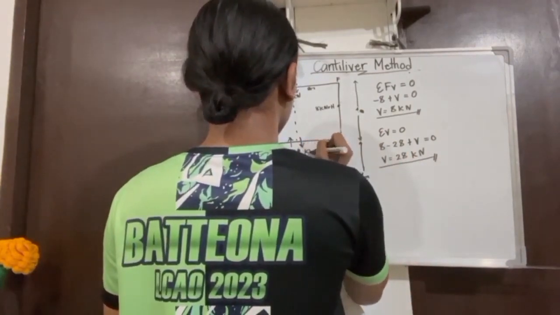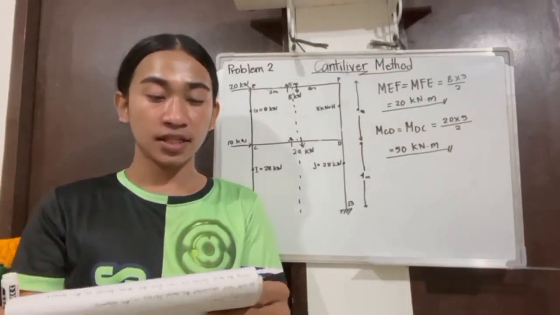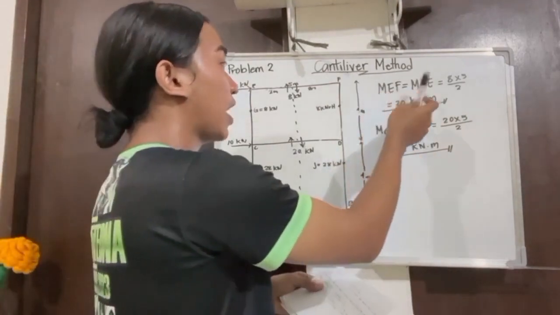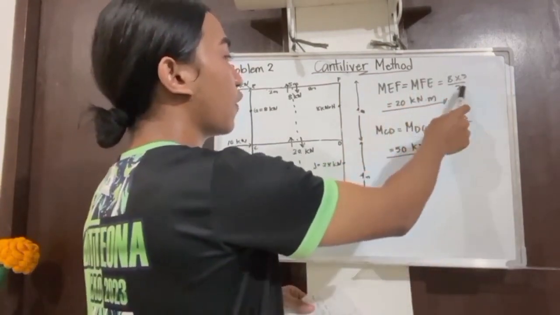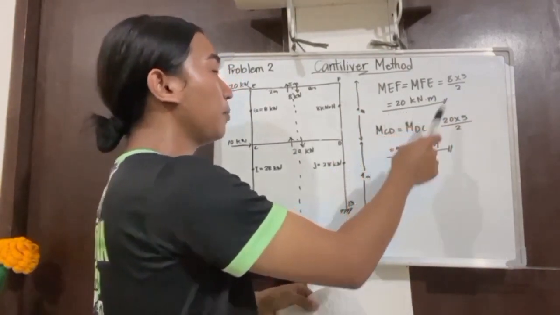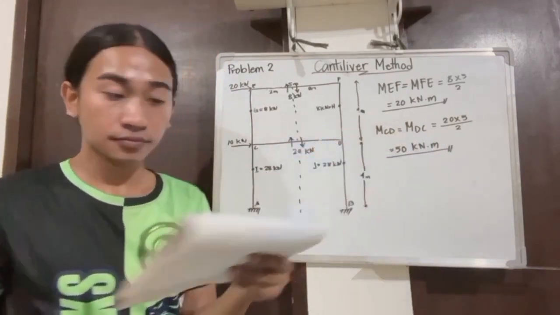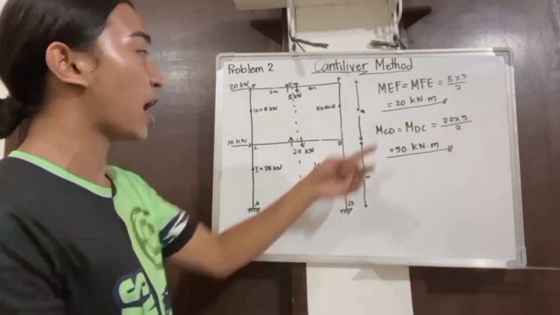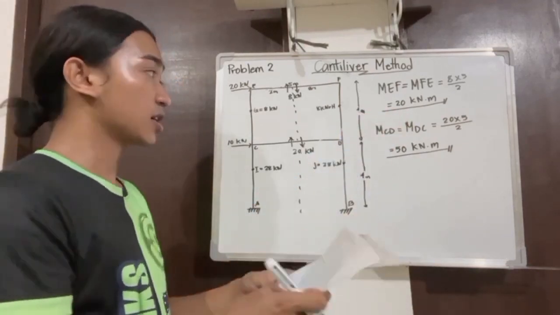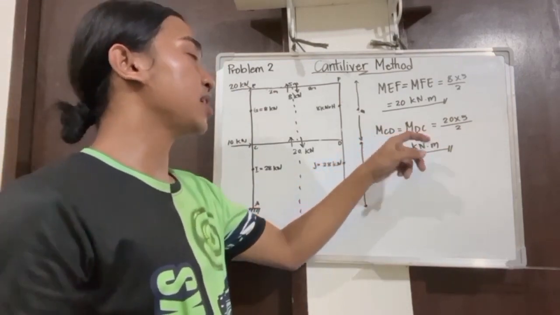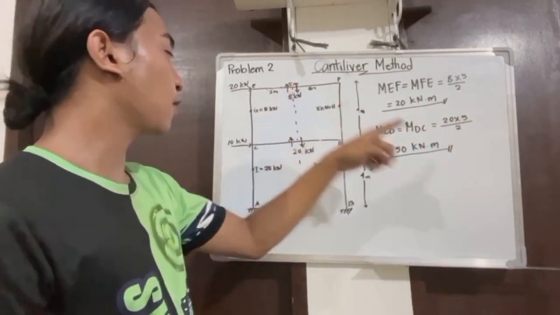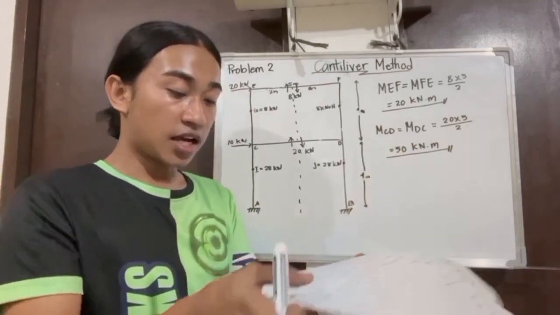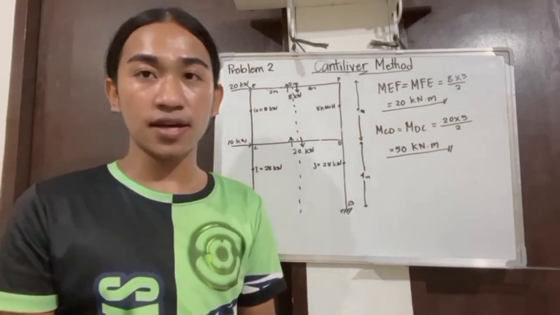Now, using these two shear forces, we can find the moments. For MEF and MFE is 8 times 5 over 2. So we got 20 kilonewton meters. So the moments MEF and MFE are the same, and we got 20 kilonewton meters. Same for MCD or MDC, 28 times 5 over 2 distance, we got 70 kilonewton meter. The moments in the beams will be acting in the clockwise direction.